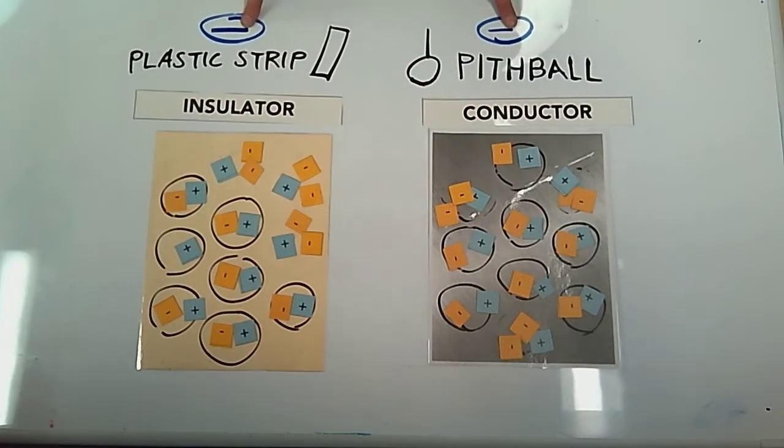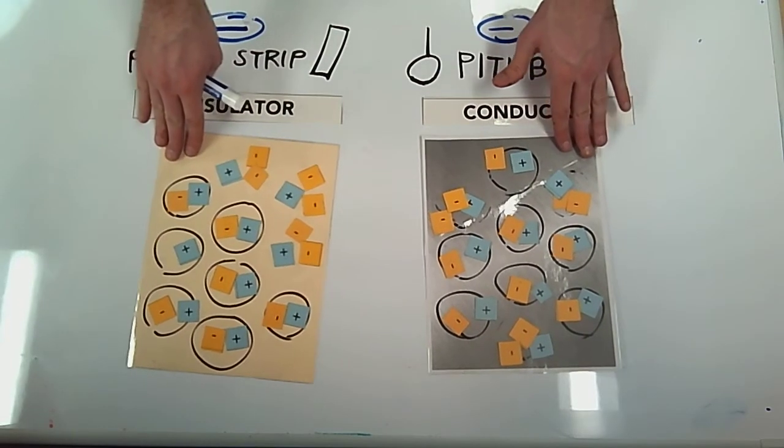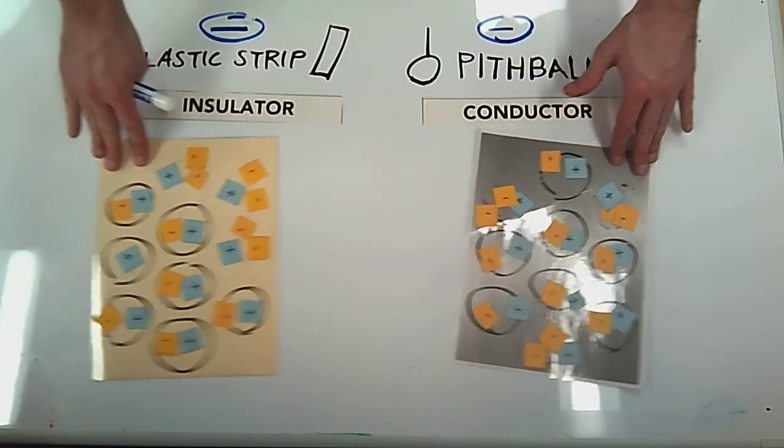Now, if both of my objects are negative, likes repel, so at this point, if I brought these objects near each other, they would want to repel away from each other.